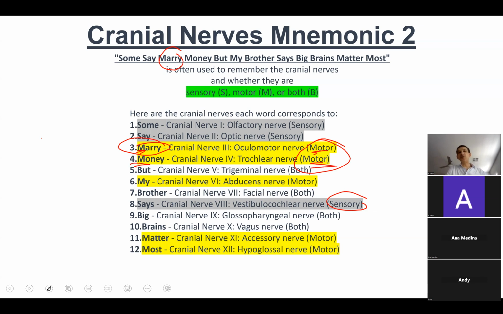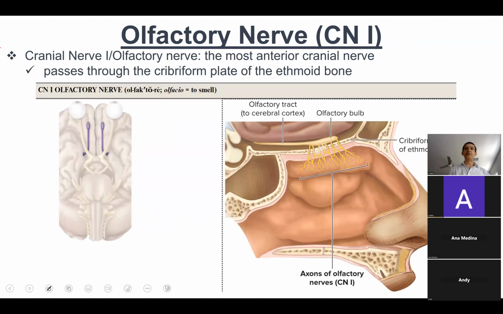So for example, if I asked you, cranial nerve number 6, does it have sensory fibers or does it have motor fibers? You say to yourself, 1, 2, 3, 4, 5, 6. Some say marry money, but my brother, so number 6, my, right? Motor. There you go. So this is the way you can answer questions. I have never ever spent a second memorizing whether a nerve is sensory or motor or both, because this mnemonic does what it's supposed to do.